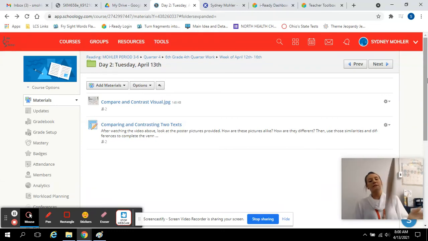All right, our goal for today: students will be able to compare and contrast two texts. Using the words compare and contrast means to tell what is alike and what's different, what's similar or the same, and then what's different or not like the other, okay?